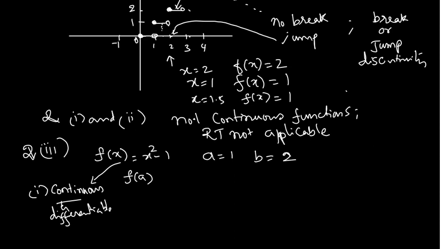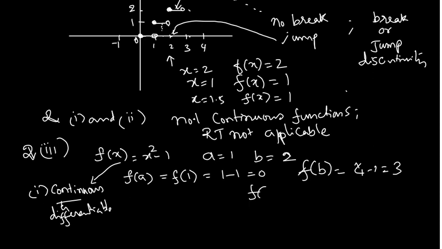Is f of a equal to f of b? No, right? F of a is not equal to f of b. Therefore, Rolle's theorem can't be applied. Understood, right? That's how we'll write it. So this is also not for 3 marks because you're just testing the conditions. See, the question was, examine if Rolle's theorem is applicable to any of the following functions. Can you say something about the converse of Rolle's theorem from this example?